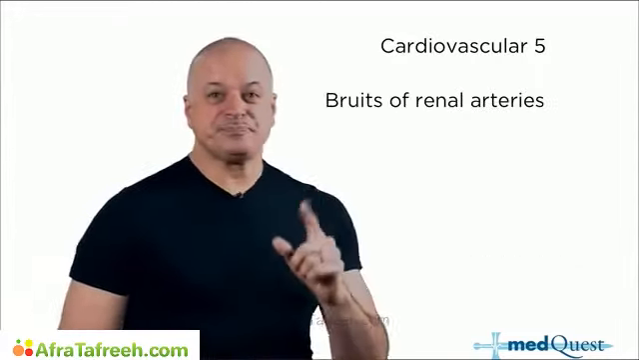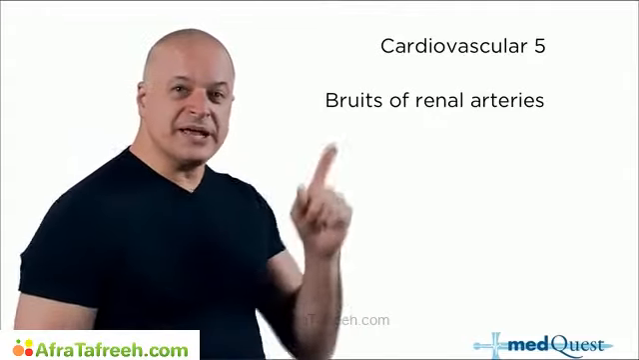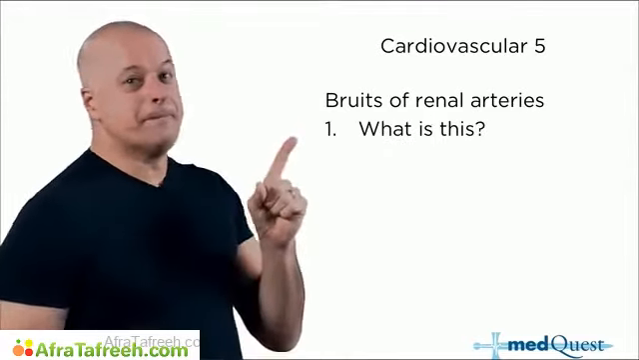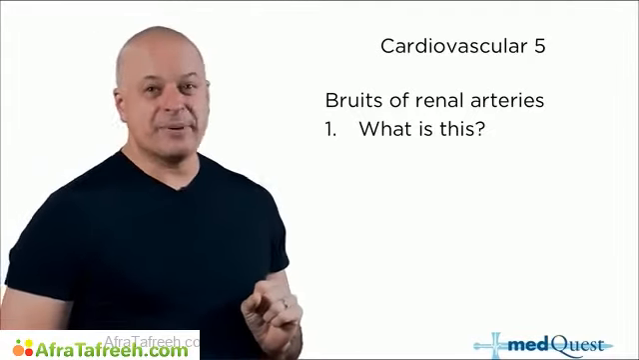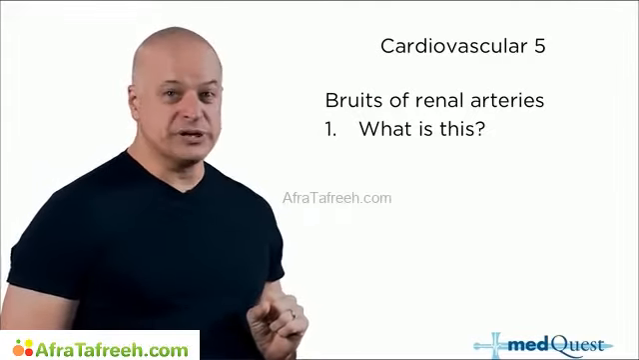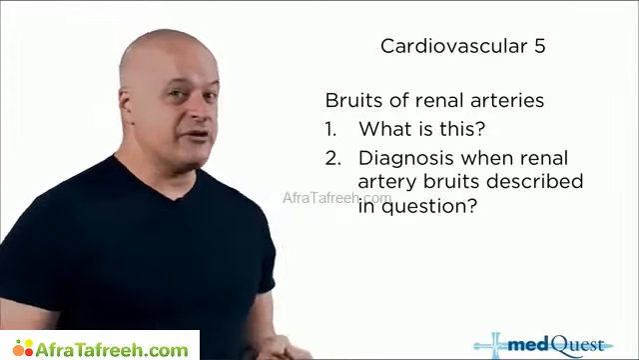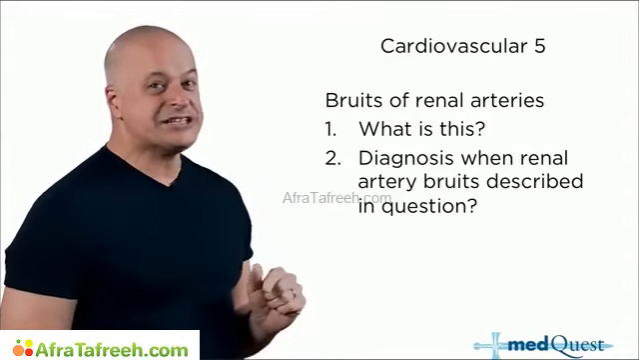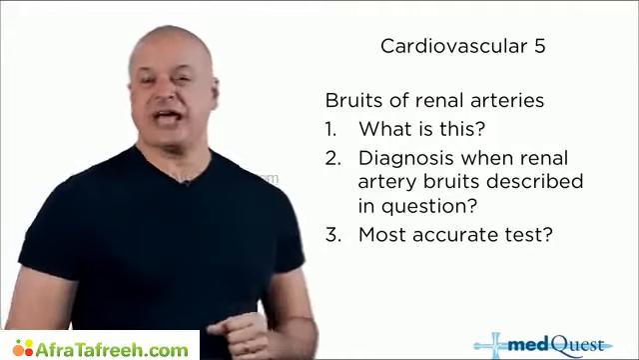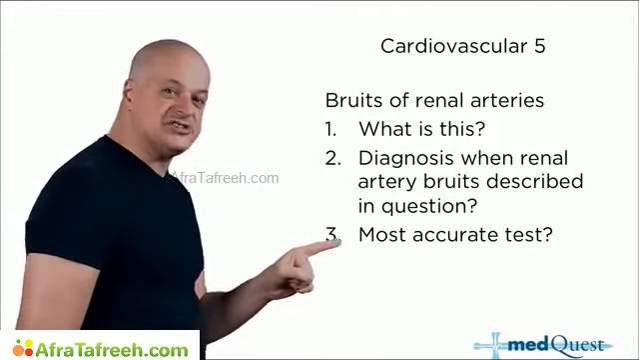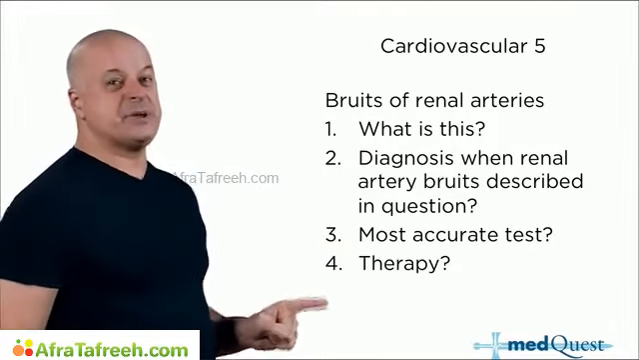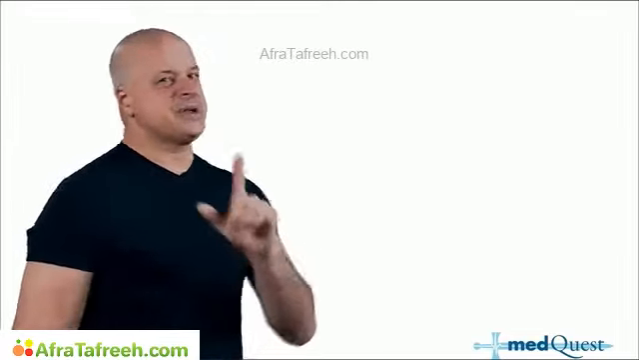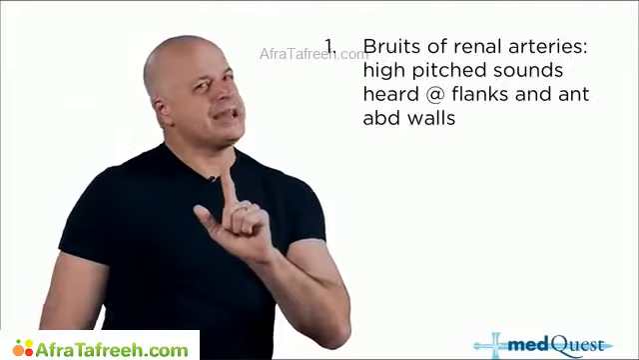You see, what ends up happening in bruits is that the flow goes down, but it happens faster. Bruits of the renal artery mean narrowing. And when the bruit is present, what is the diagnosis? It's renal artery stenosis. The most accurate test of all vascular lesions is angiogram. And the therapy for narrowed things, in this case, is dilation. But how do you dilate it?